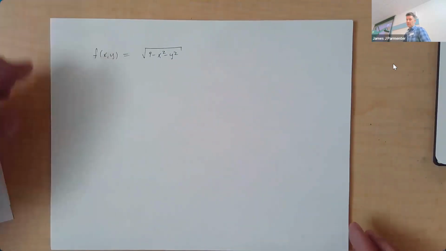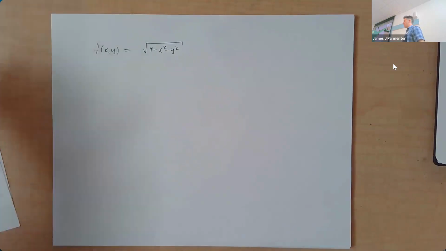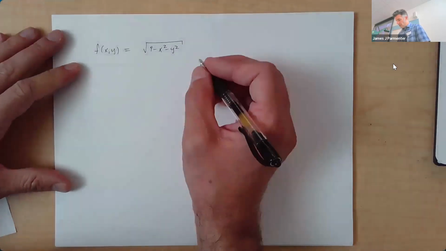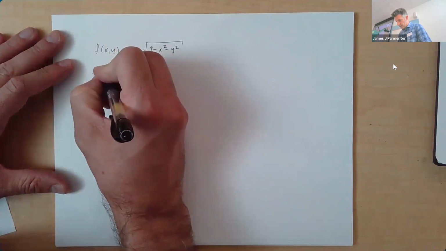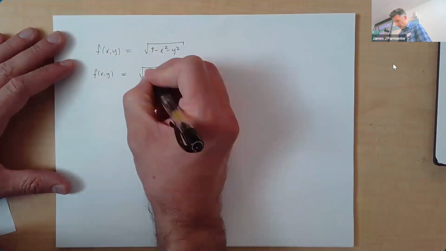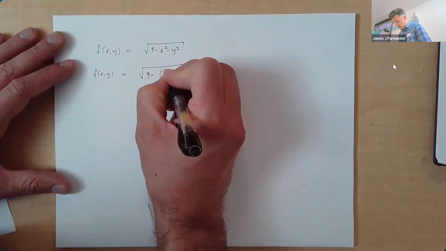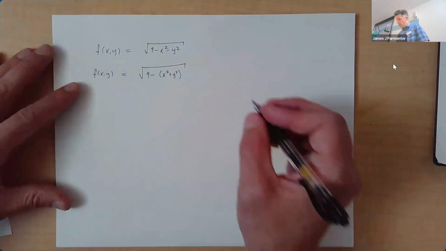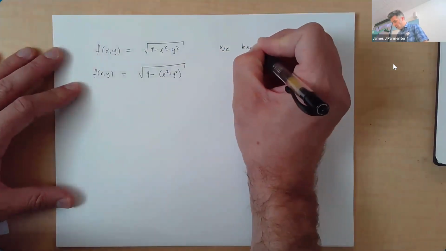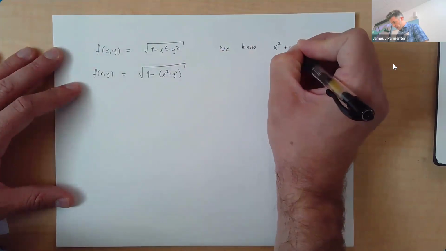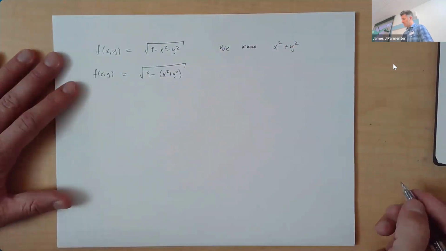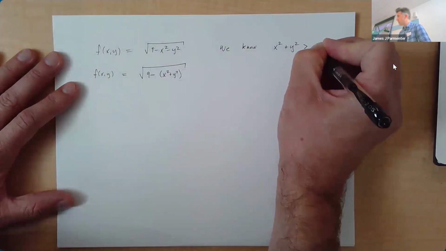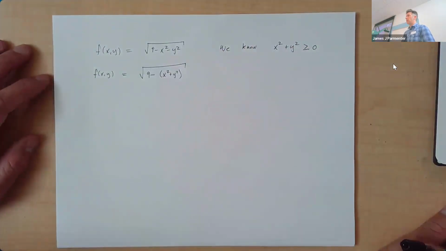And honestly, the range is kind of a hodgepodge of methods. It's usually thinking about how big and how small this can be. And I find it really helpful to rewrite this as the square root of 9 minus x squared plus y squared. It's an important observation that we know for sure that x squared plus y squared has to be non-negative. It's always greater than or equal to 0.